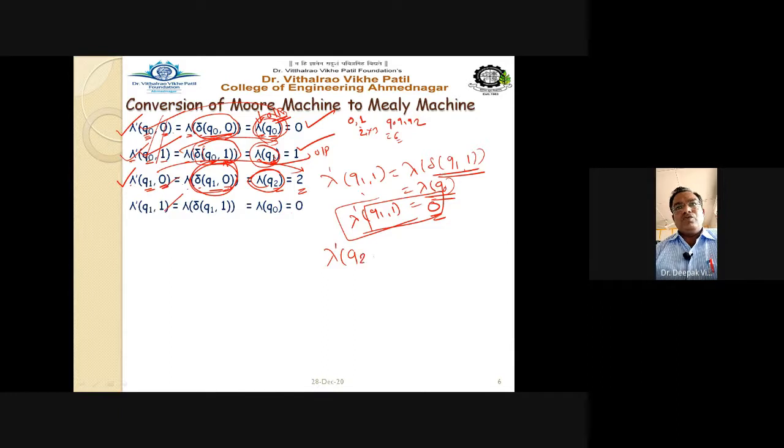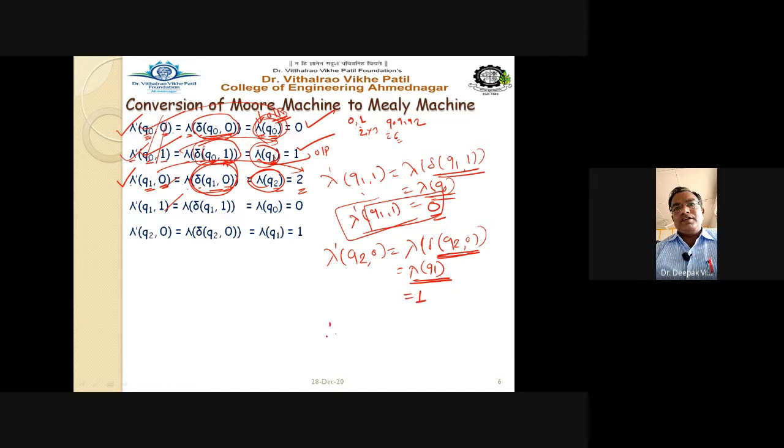Now q2 on 0. That is equal to lambda of delta(q2, 0). What is the value of delta(q2, 0)? It is q1. So I can write here lambda q1. And the value of lambda q1 is 1.